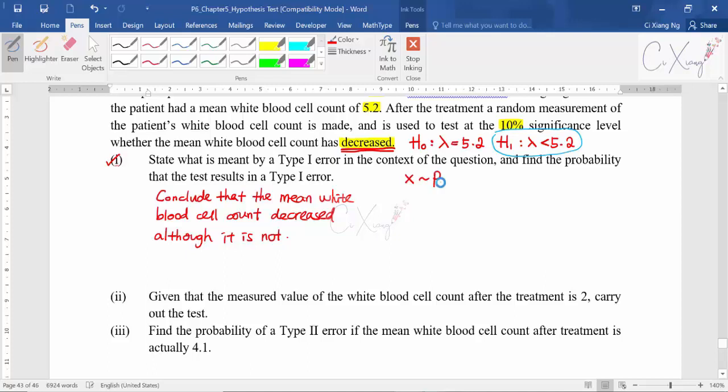X is Poisson distributed and the mean is 5.2. Then I will want to draw a diagram to help me understand it in an easier way. So my X can be 0 until positive infinity. If you look at the alternative hypothesis, it is a one-tailed test on the left. Therefore, I need to draw a rejection region on the left-hand side.